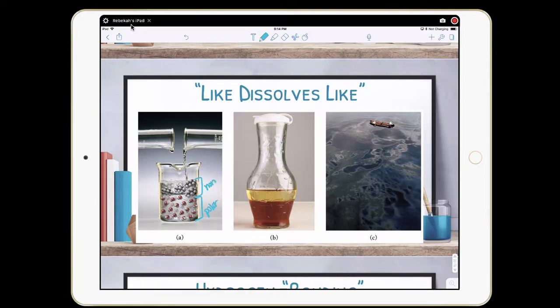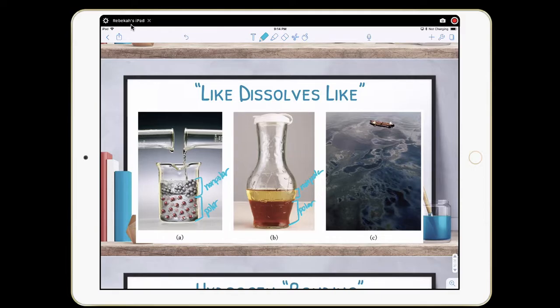Oil is nonpolar. They don't like each other because they're not alike. So they separate, they don't mix. Let's look at the salad dressing. This is oil, nonpolar. The vinegar is polar. So oil and vinegar is not going to mix.